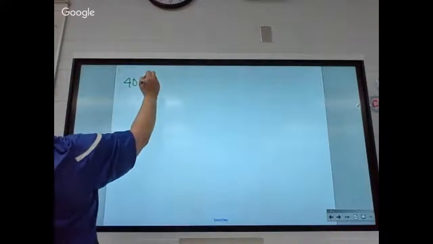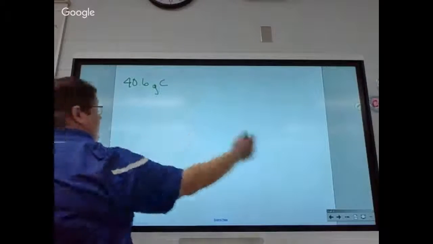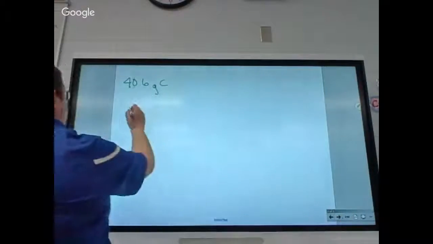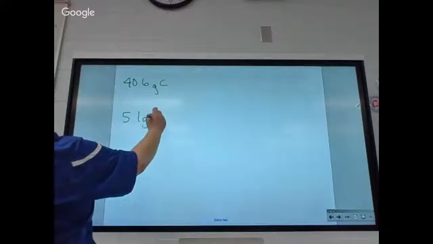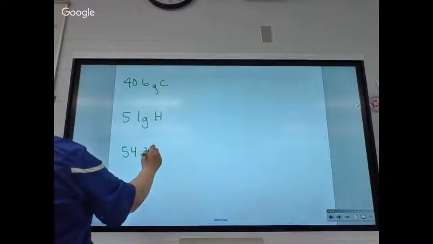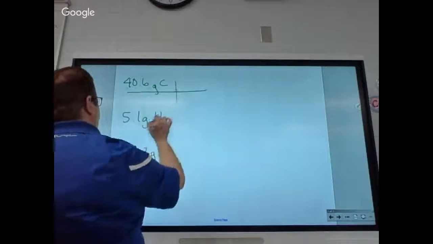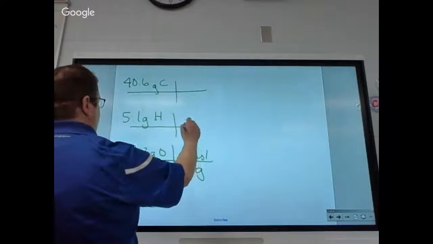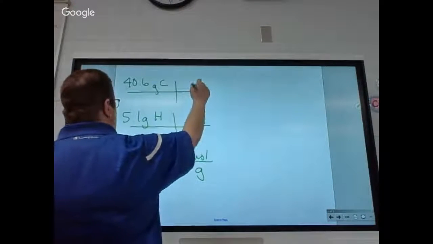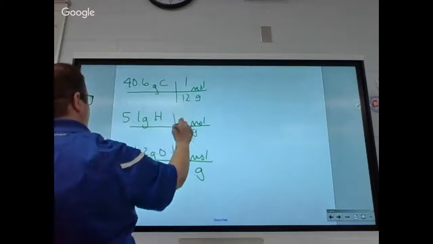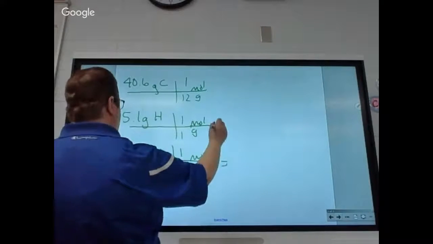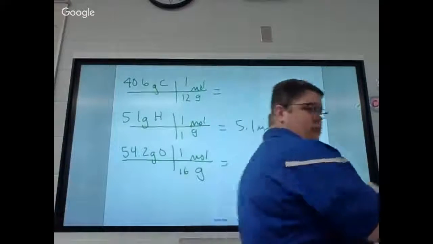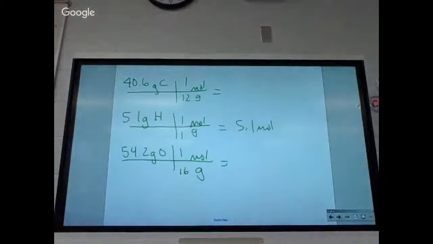Percent, what do you do with a percent? Change it to grams. You've got 5.1 and 54.2. All right, so 5.1 grams of H, and 54.2 grams of O. Change grams to moles. Grams, moles, and grams, moles. 1 and 12, 1 and 1, 1 and 16. Of course, that we can calculate.